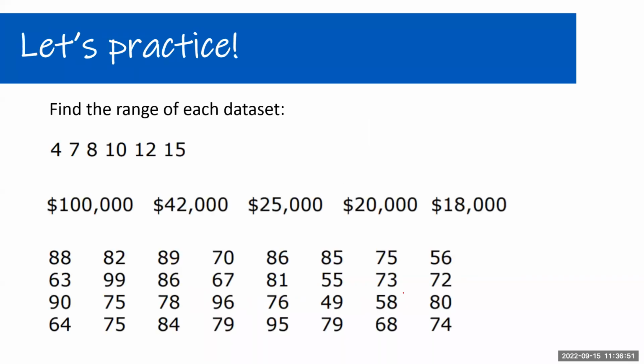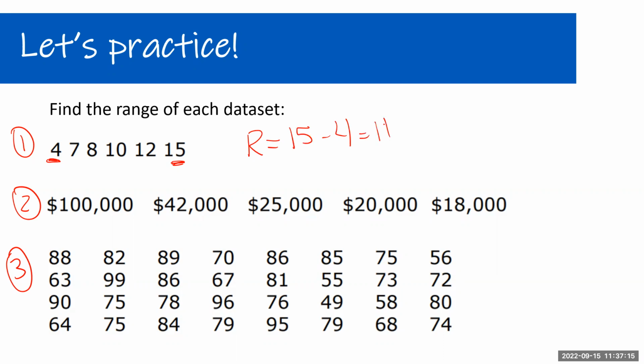Now, let's practice with a few examples here. Let's find the range of each of these three data sets. In this first one, it's pretty easy to see that the lowest is 4. They're in order for us, which makes it nice, right? And the highest is 15. So our range is going to be 15 minus 4, which is 11.